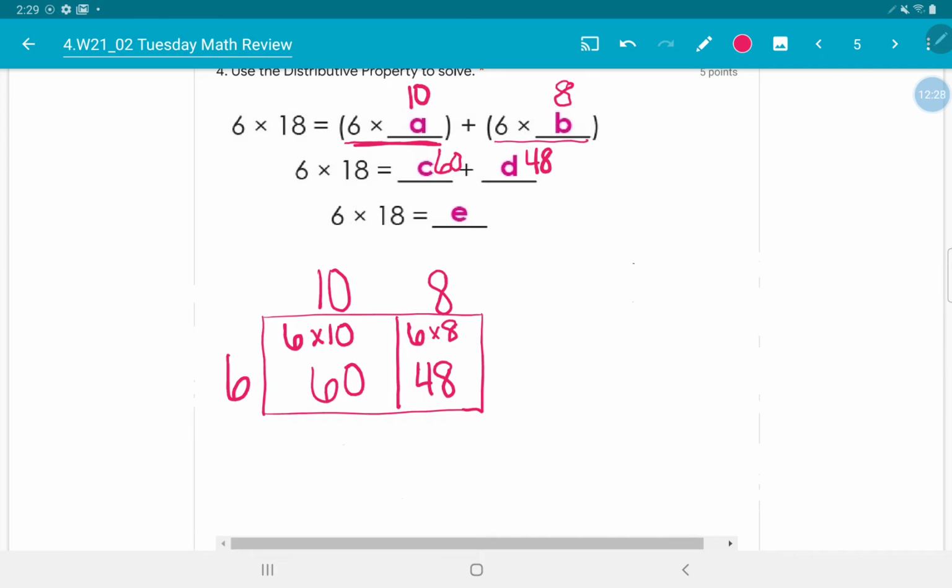Now what do I have to do to get E? What do I have to put together? 60 plus 48. And 60 and 40 I know makes what, Caden? My lesson's up here, not back there. Okay? What's 60 plus 40? Okay. Then I have 8 more to add, so that would make 108. E is equal to 108.